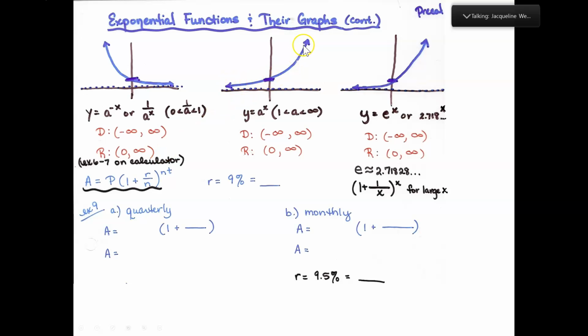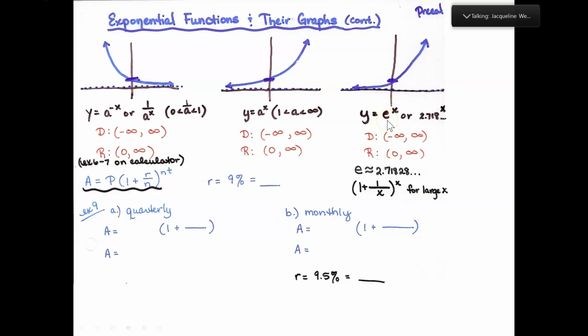And then here was the increasing one. So the increasing one was when we had a to the x, where a was a number greater than 1. And again, domain all real numbers, range from 0 to infinity. So we want to look at a specific type of exponential function. It's actually called the natural exponential function. And it has a base of e.